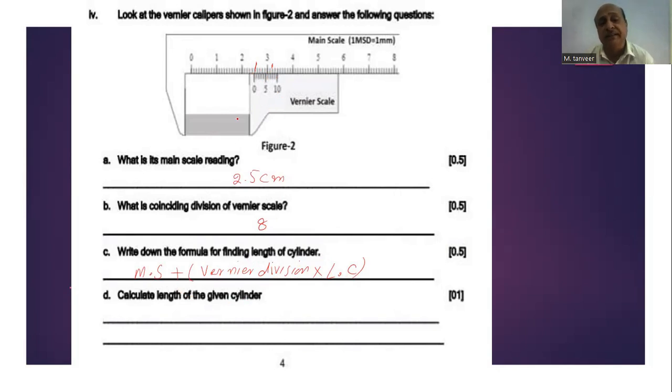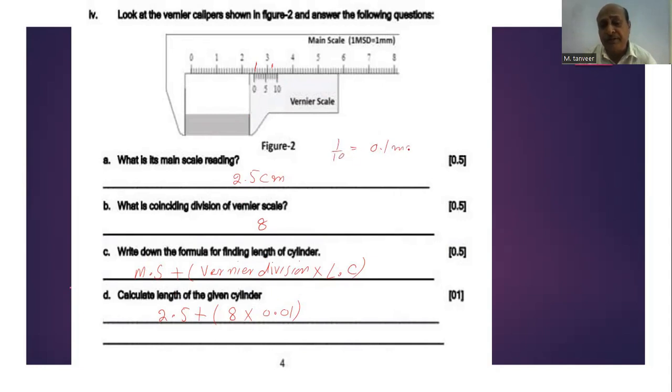Now you have to measure the length by putting these values in the formula. First is the main scale, which is 2.5, plus the vernier scale division, that is 8, multiplied by the least count. Least count in centimeters is 0.01 centimeter. In millimeter, it was 0.1. That means there are 10 divisions, so 1 by 10 is the least count.